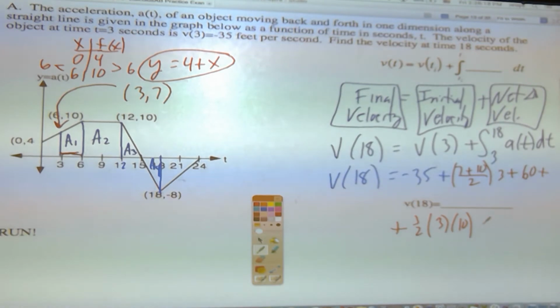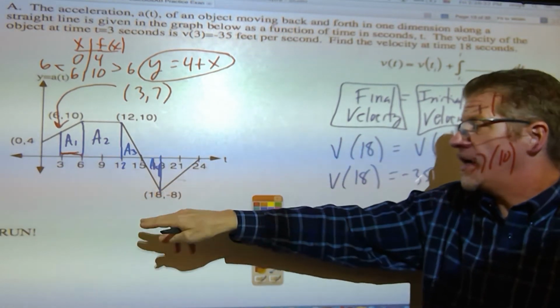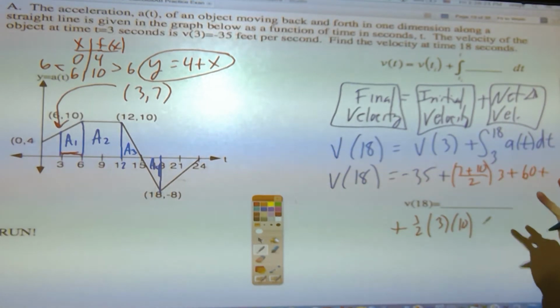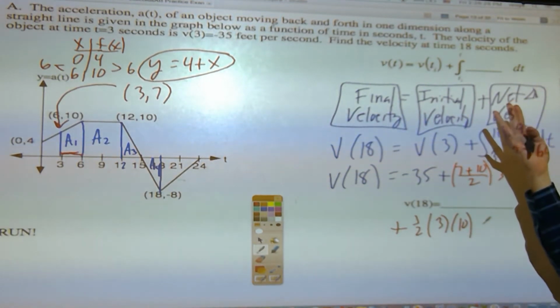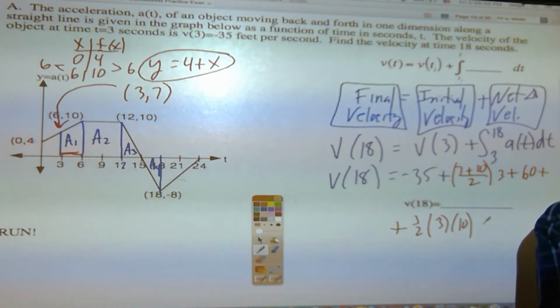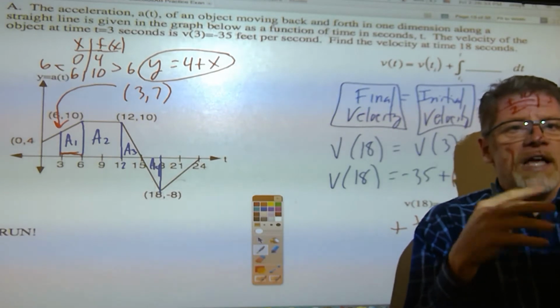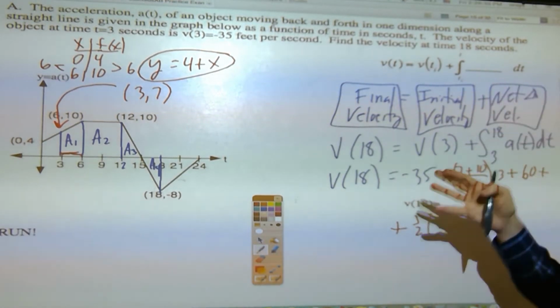Now, here's where it gets tricky. Since that's going to be a negative area, do I keep it negative or do I change it to positive to get net change in velocity? Which do I do? Do I allow that to be a negative number, or do I multiply it by -1 to make it positive? I'm getting thumbs up on negative. Yeah, because it's net change.